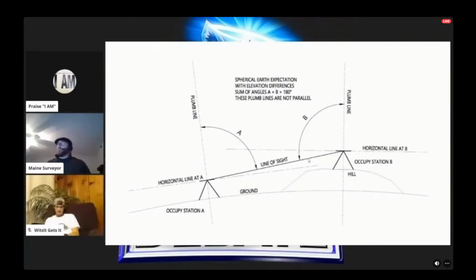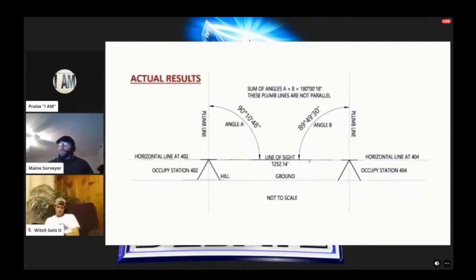It doesn't matter if we have different elevations for points A and B. We're still going to measure zenith angles from A to B and then from B back to A. When we add those zenith angles, we expect that on the spherical Earth, they'll add up to greater than 180 degrees. So I've gone out and I've done that myself. I picked two random points that were 1,252 feet apart. That was a random distance. I wanted it to be at least 1,000 feet, and I just kept pacing a little bit more.